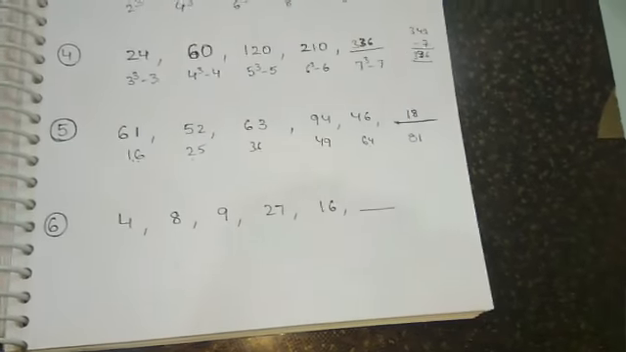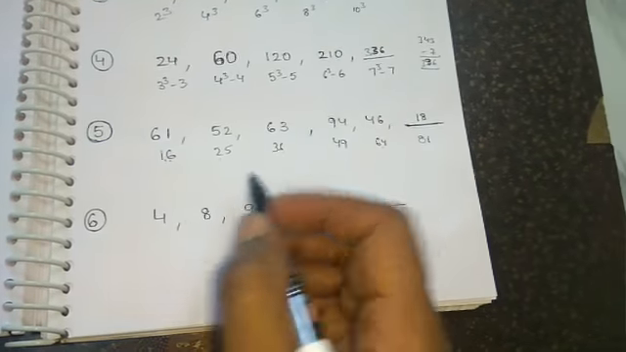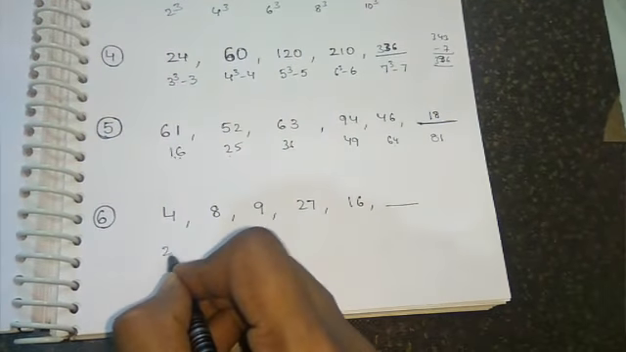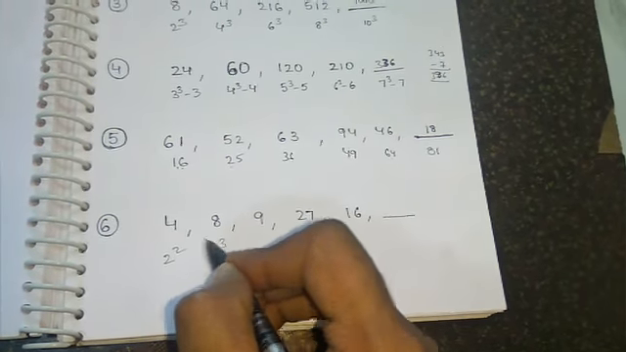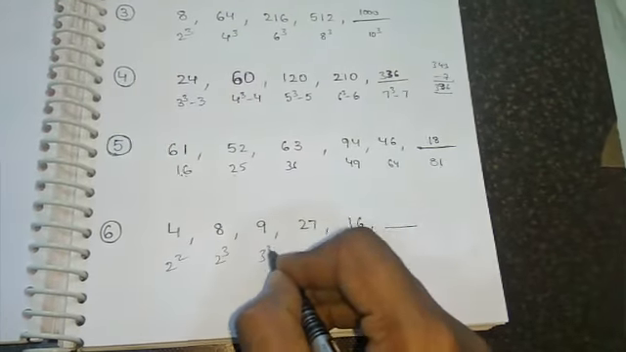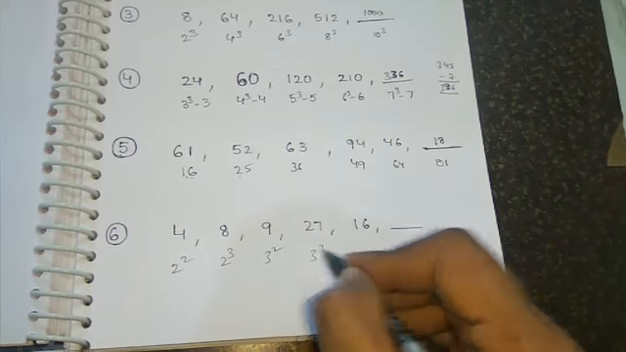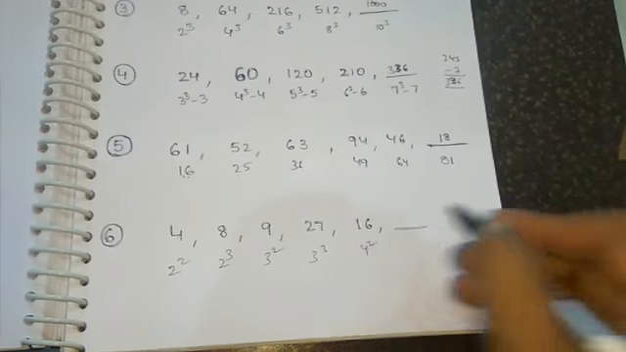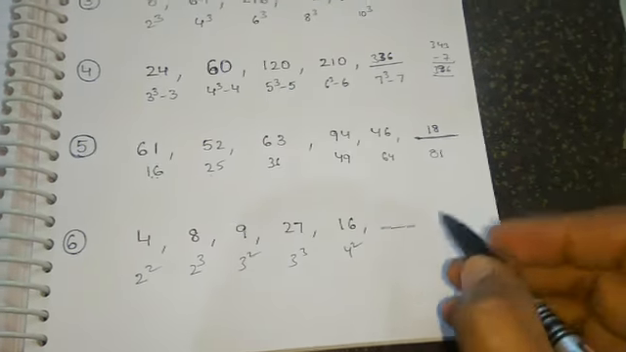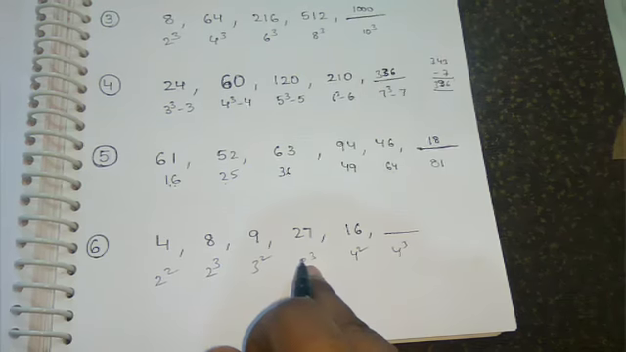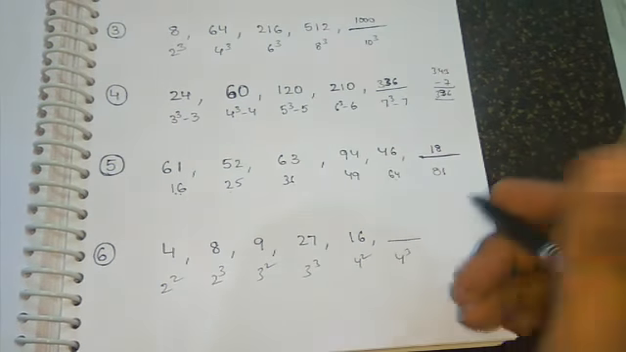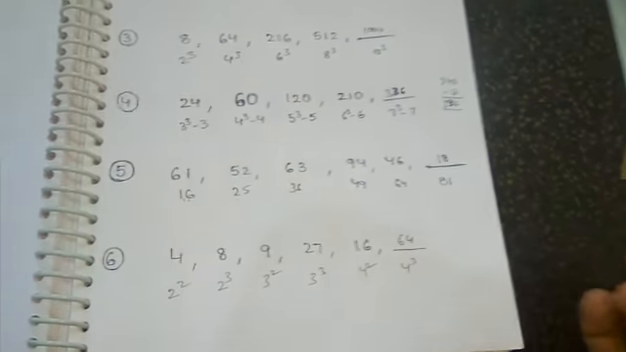Okay, the next one, and of course the last one in the pure series. See, 4: by just seeing 4, you should know it is 2 square. 8 is nothing but 2 cube. 9 is 3 square, 27 is 3 cube. 16 is 4 square, and what will come next? 4 cube. See, 2 square, 2 cube, 3 square, 3 cube, 4 square, 4 cube. 4 cube is nothing but 64. So 64 is the answer.